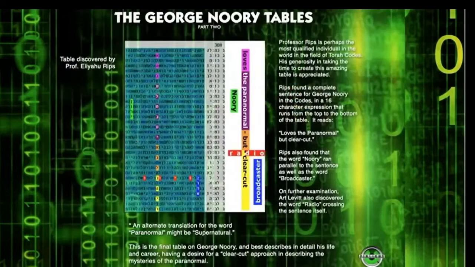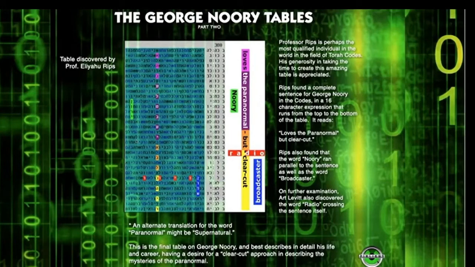George Norrie, who is the host of Coast to Coast AM, we did some tables for him that were pretty amazing. And Professor Rips did this one. Several tables that were done over almost a 3-week period. This one really is quite phenomenal because it really talks about George Norrie. If you've ever listened to Coast AM, you know it's all about UFOs and the paranormal and all of that, and yet George is very level-headed about it.